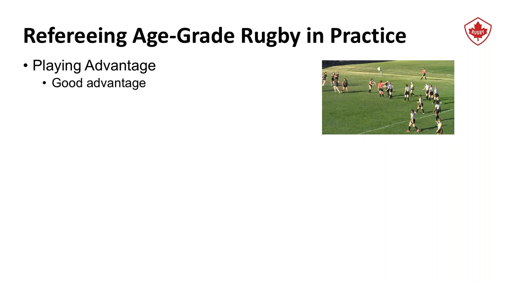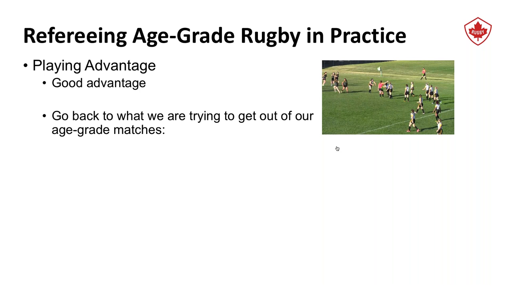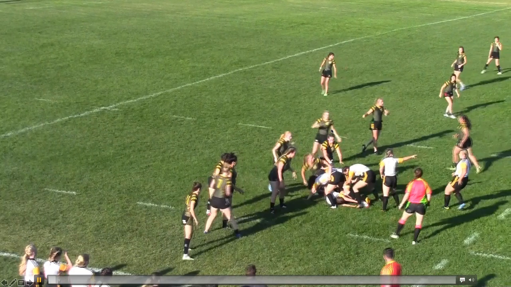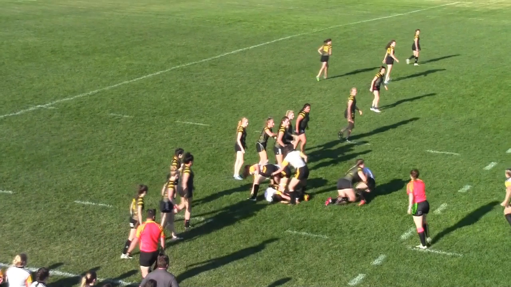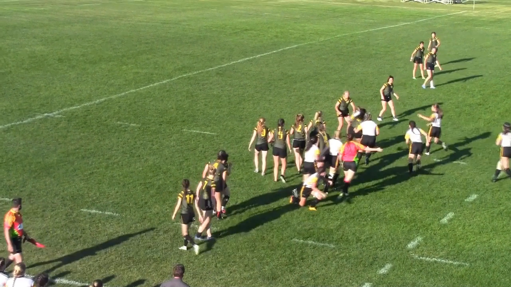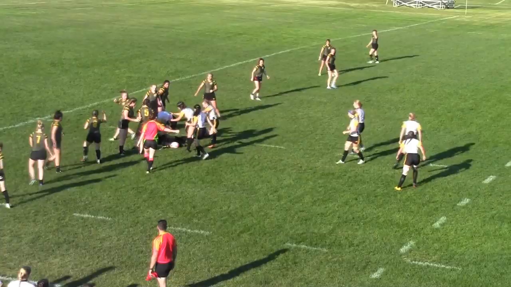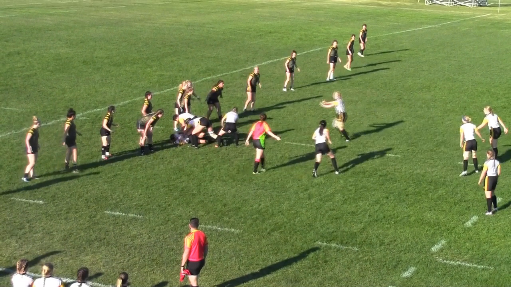So if we take a look at advantage as it pertains to age grade rugby, what I think we need to focus on is what are we trying to get out of these matches? The first instance of continuity, opportunity, and opportunities to handle the ball, and then keeping the game safe. So with this advantage, and I do want to play it again one more time, a lot of these penalty situations end up with tap and goes. And so would the outcome have been any different if we blow the whistle here as opposed to play through this advantage? Probably not.